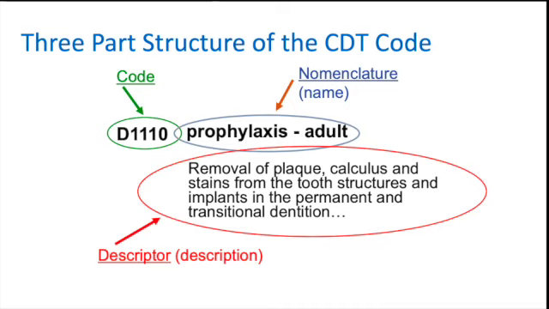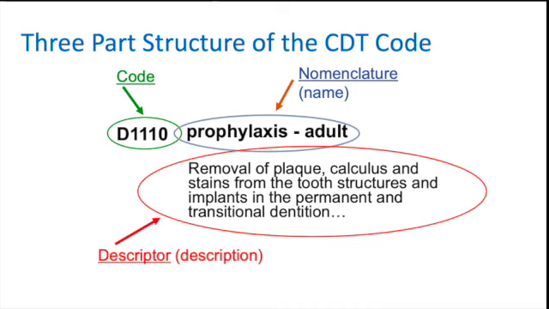It's a 5-character alphanumeric beginning with the letter D printed in boldface. The letter D is an integral requirement of the code. Never use outdated codes that begin with a zero. If you know those codes, you're older than I am. Next is the nomenclature or name. Each code must have a nomenclature, which is the written title of the procedure, and that's also presented in boldface type. Here we see prophylaxis adults.